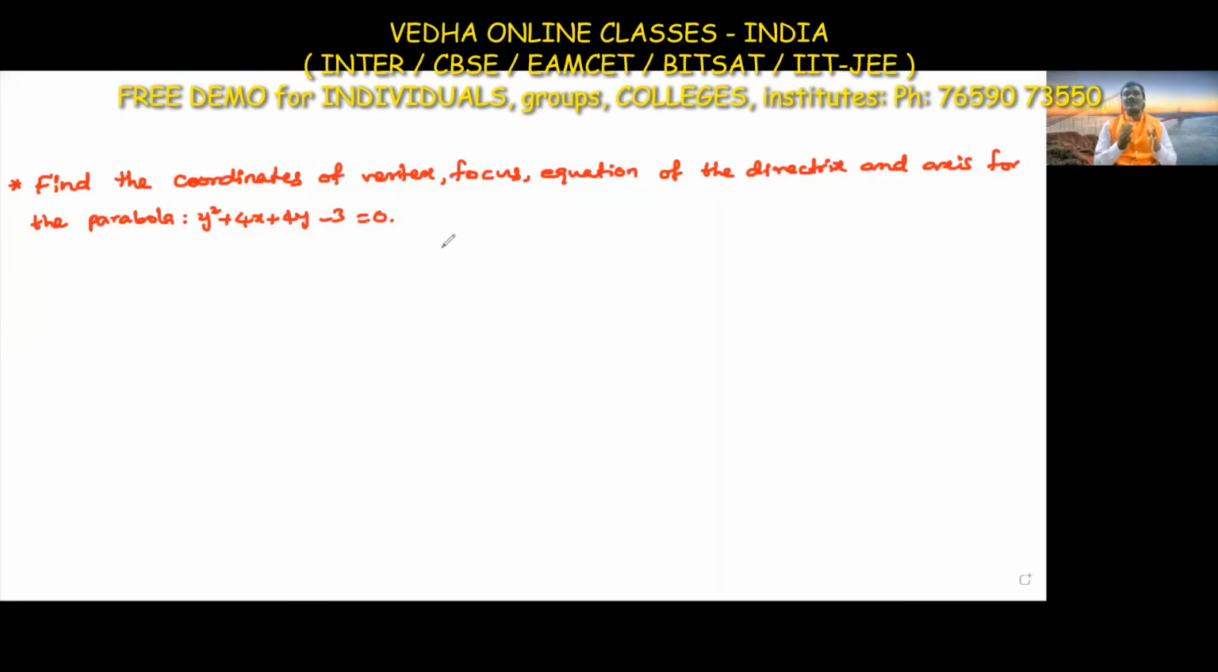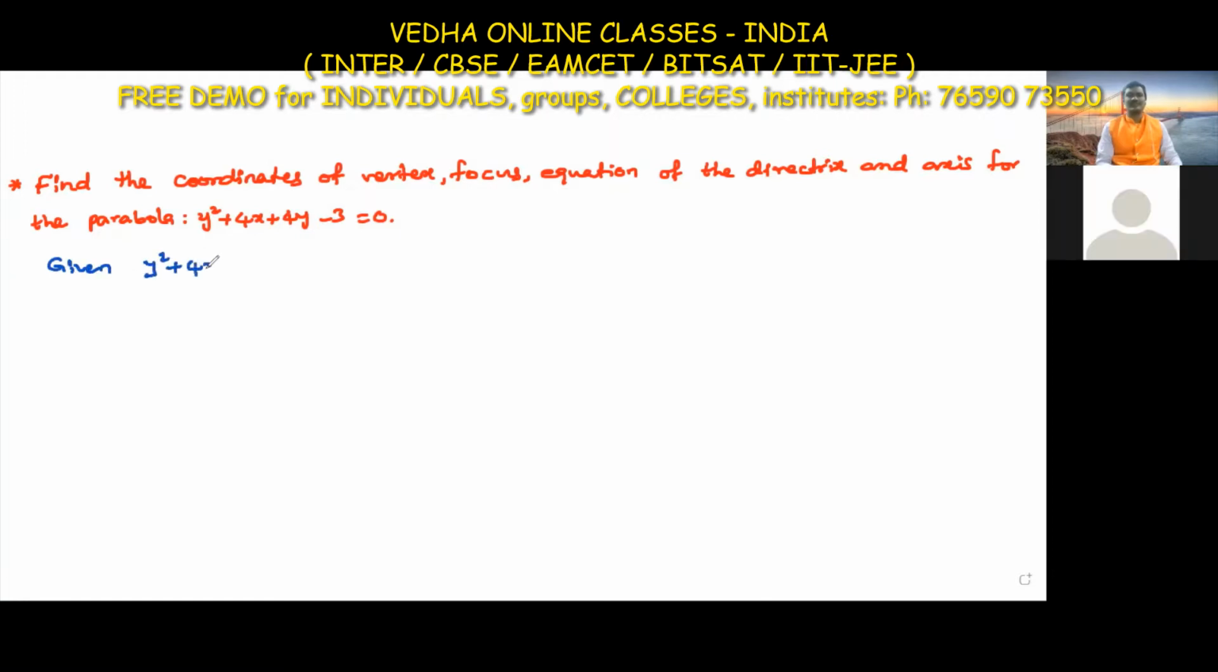Find the coordinates of the vertex, focus, equation of the directrix, and axis for the parabola y square plus 4x plus 4y minus 3 equals to 0. So what is the given equation? y square plus 4x plus 4y minus 3 is equal to 0 is the given equation. This is not given in the standard form of the parabola.